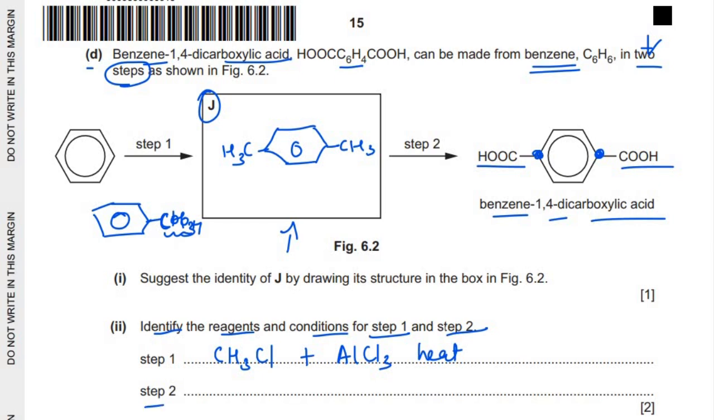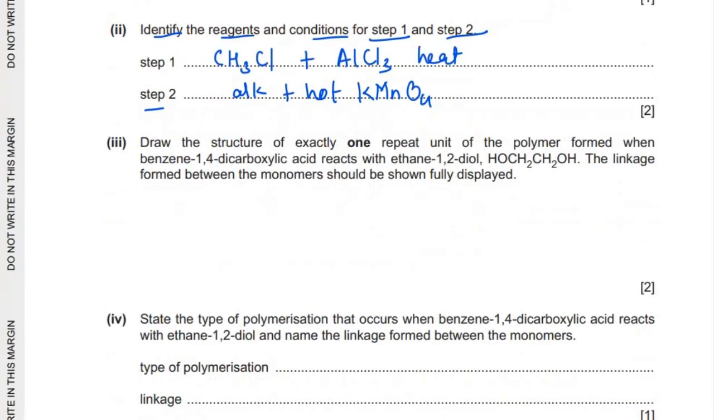For step 2, we know that we are just oxidizing it, but for the methyl benzene group we need alkaline and hot KMnO4. That is, alkaline KMnO4 should be heated along with the methyl benzene, then only do we oxidize the methyl group of the benzene. So these are the reagent and conditions required.